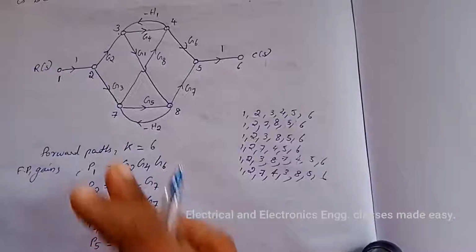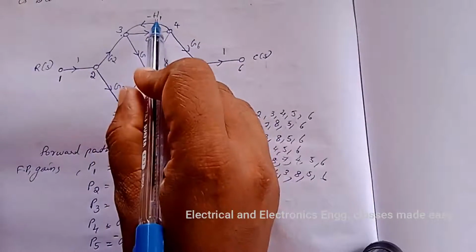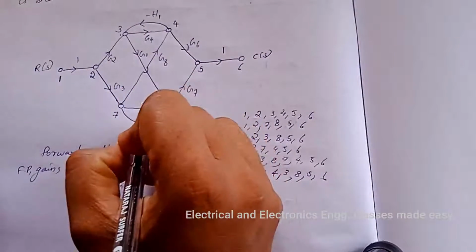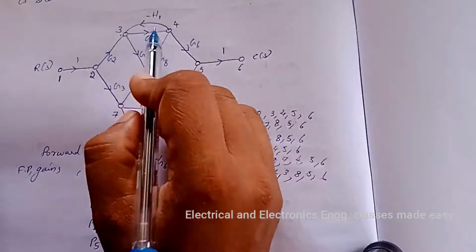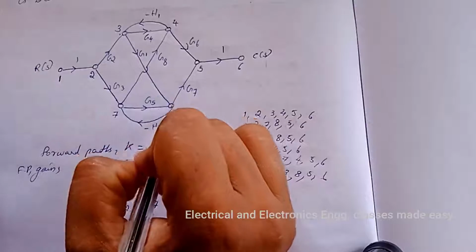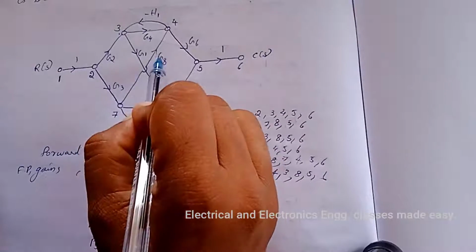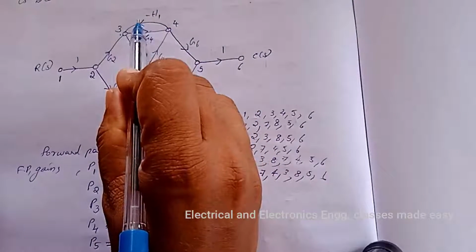So for the first individual loop, the gain is G4 into minus H1. For this second one, G5 into minus H2. And for the third loop, we get G1 minus H2, G8 minus H1.